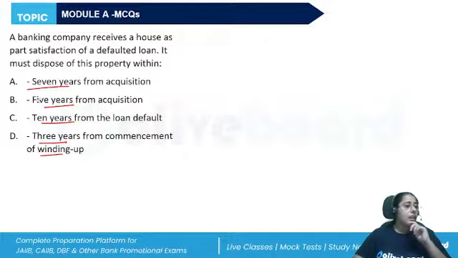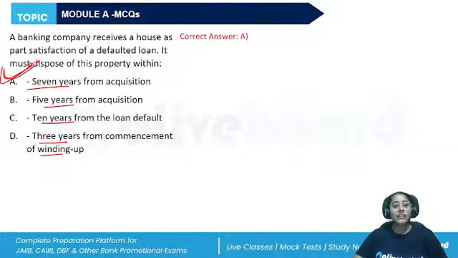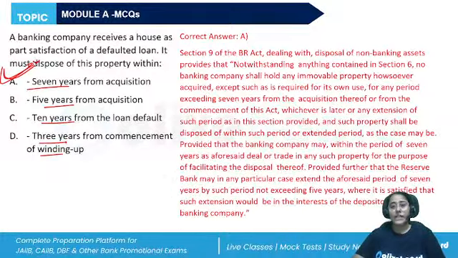Right. So, although a bank is not allowed to hold any immovable property, still, if it comes to the bank's holding as part satisfaction of a defaulted loan, it must be disposed of within a period of 7 years from the acquisition. And this 7 years further can be extended by a period not exceeding 5 years, wherever RBI is satisfied that such extension would be in the interest of the depositors of the banking company.